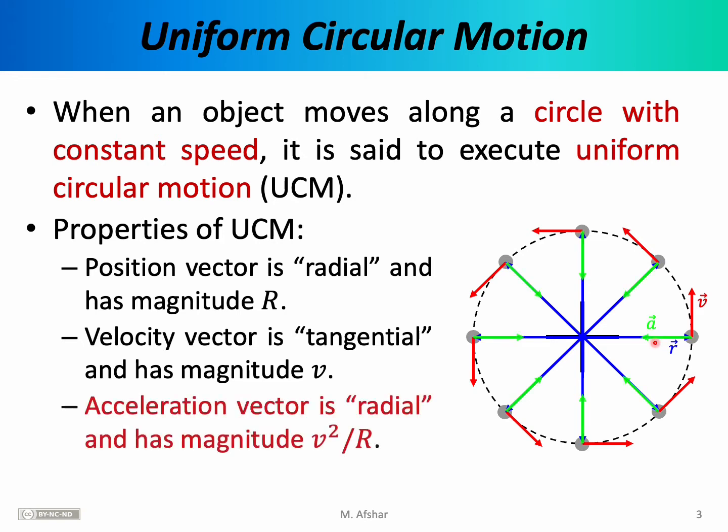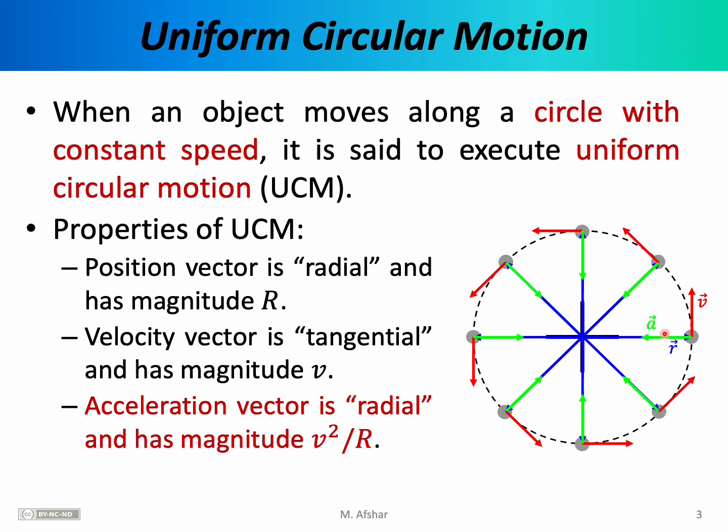Perhaps the least obvious thing about uniform circular motion is that the acceleration vector is also radial, and more importantly, it has a magnitude of v squared over r. The green arrows in this picture indicate the acceleration vectors. Notice everywhere the acceleration vector points along the radius, hence it's radial, but it does point directly towards the center in the opposite direction to the position vectors. Whereas the position vectors point outwards, the acceleration vectors point inwards.